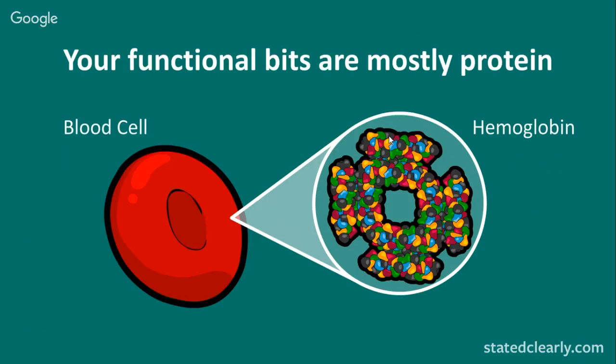So your functional bits are mostly protein. Here we have a blood cell, and inside the blood cell, I've got this big protein that we're zooming in on. It's called hemoglobin. Hemoglobin is a protein whose function is to grab onto oxygen molecules when blood flows near the lungs, and then release those oxygen molecules later when blood flows near oxygen-starved tissue. Hemoglobin is a very complex protein. It does its job extremely well. Different organisms have slightly different versions of hemoglobin, but pretty much all vertebrates have it, from fish to birds to people.